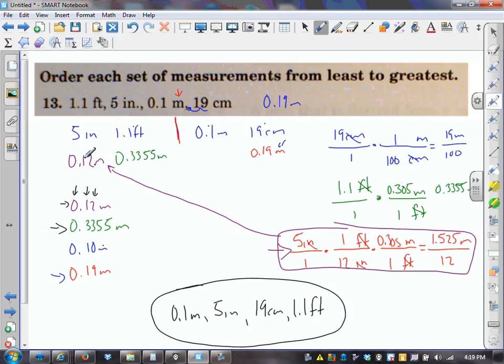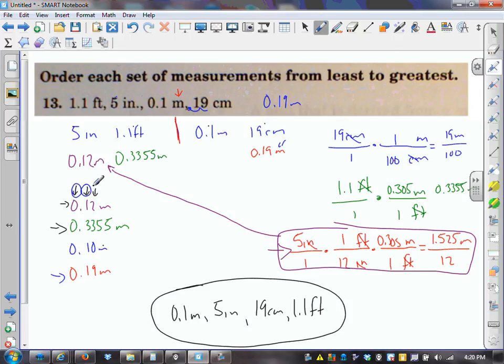Now, I put them on top of each other, line them up vertically here because that's how I like to compare numbers. And I look at my greatest place value first, and they're all zeros. So it doesn't help me. Then I look to my second greatest place value, which is the tenths place, and this is 3, and all the rest are 1, so I know that's greater. So I put my green, which was my 1.1 feet. That's the greatest one.